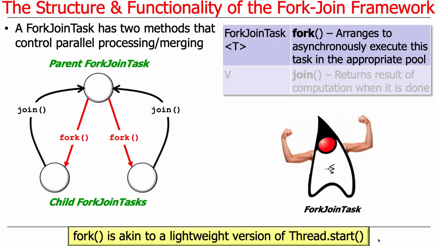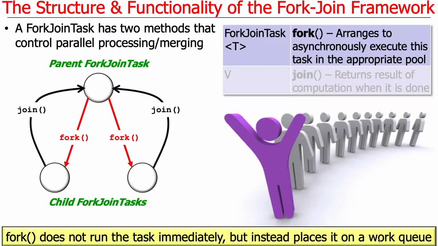So you can think of fork as kind of like a really lightweight version of thread.start. When you say thread.start, that creates a thread, which is much heavier weight, of course, gives it a runtime stack, starts executing the entry point method, and so on and so forth. So fork is a little bit like that, except that it doesn't start to execute right away. It just arranges to execute it.